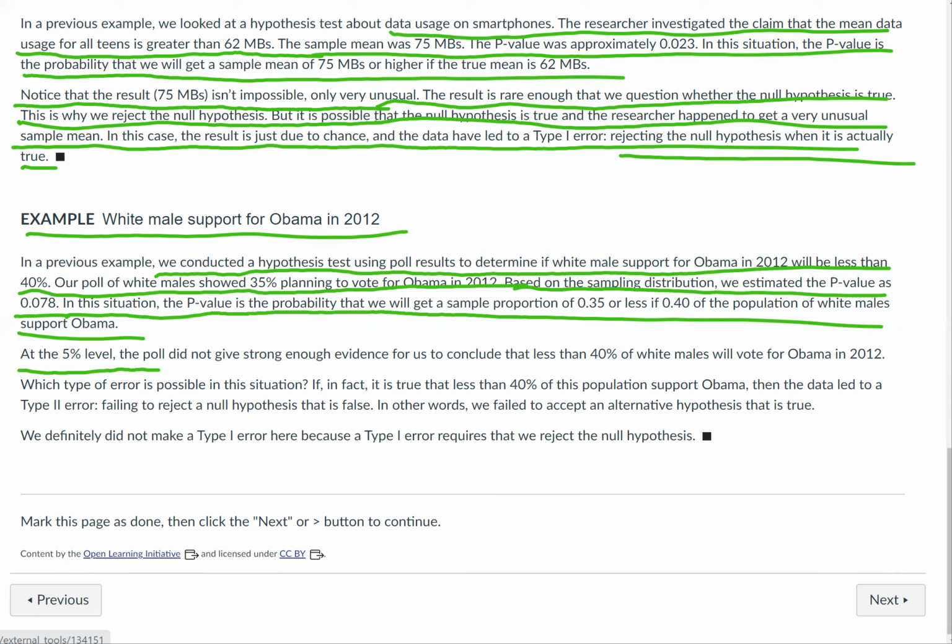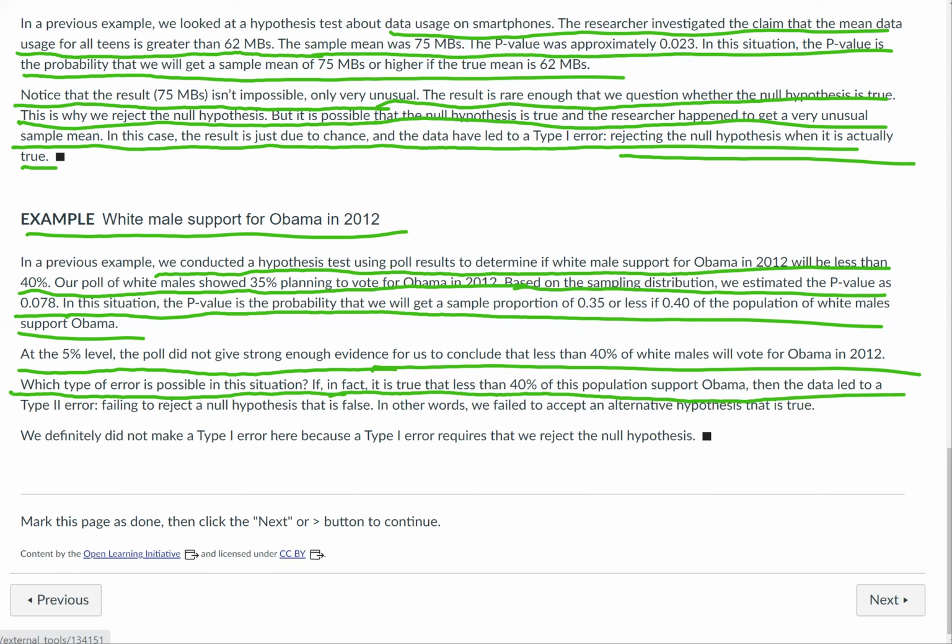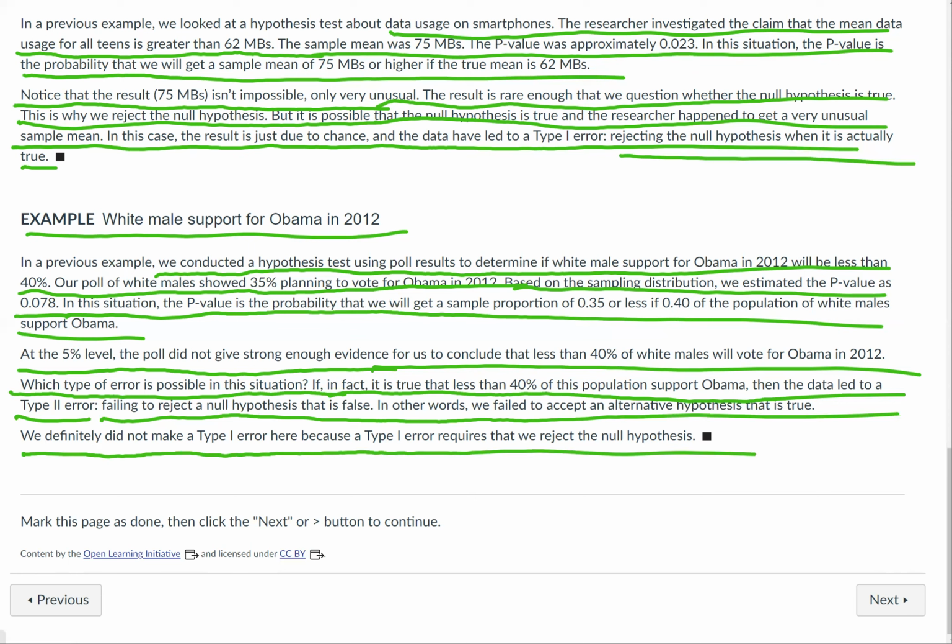At the 5% level, the poll did not give strong evidence for us to conclude that less than 40% of white males will vote for Obama in 2012. Which type of error is possible in this situation? If in fact it is true that less than 40% of this population support Obama, then the data led to a type 2 error, failing to reject a null hypothesis that is false. In other words, we failed to accept an alternative hypothesis that is true. We definitely did not make a type 1 error here because type 1 errors require that we reject the null hypothesis, and that was not what we did in that case.